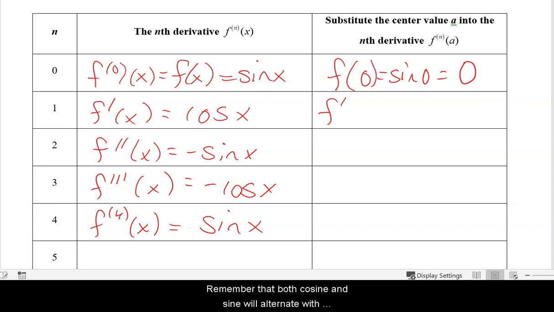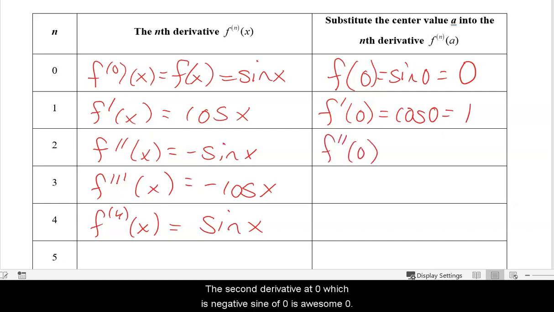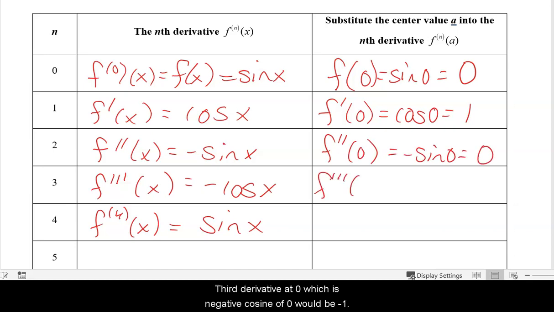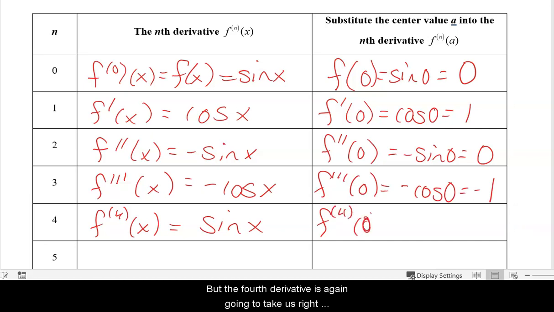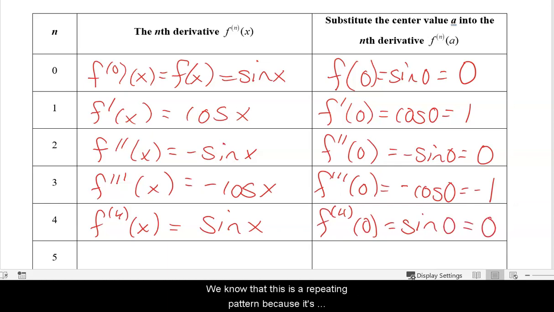Remember that both cosine and sine will alternate with zeros, which makes them both easier and harder since you'll have to compute more derivatives to find the pattern. The cosine of 0 is 1. The second derivative at 0, which is negative sine of 0, is also 0. The third derivative at 0, which is negative cosine of 0, would be -1. But the fourth derivative is again going to take us right back around to the sine of 0 again. We know that this is a repeating pattern because it's sine. Cosine also has a repeating pattern every 4.